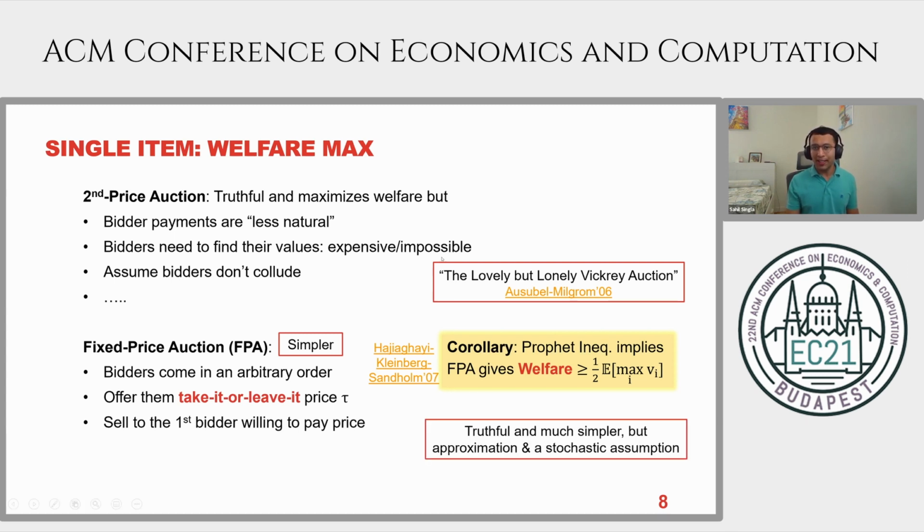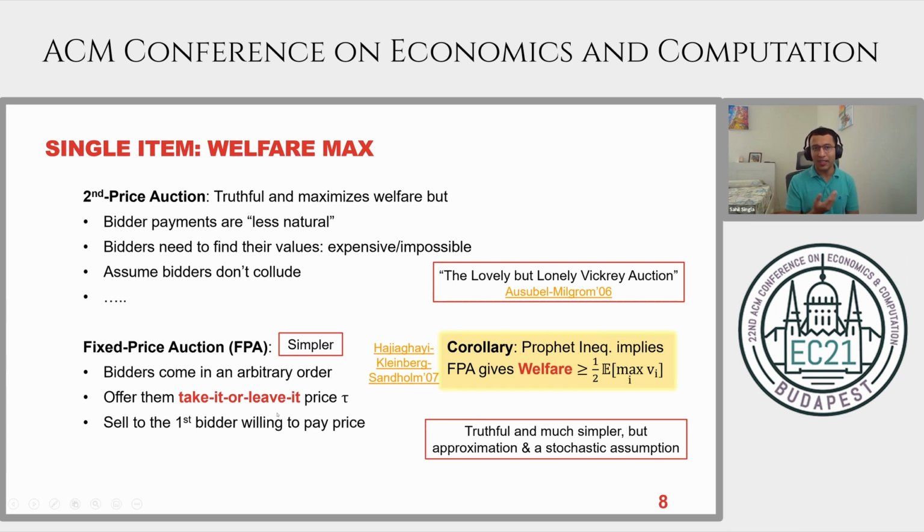So I do want to tell you there are some caveats to this. This is not perfect. First of all, although it's truthful and much simpler, notice I'm no longer getting a perfect welfare maximizing outcome. I'm getting an approximation, about half of the maximum welfare. Also, I've made a stochastic assumption.